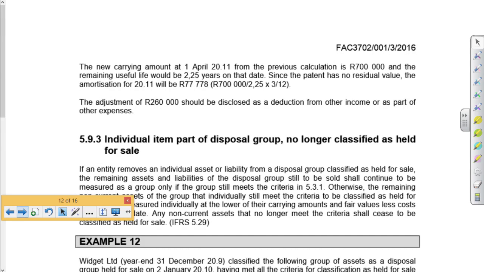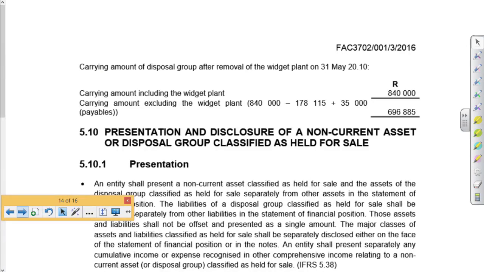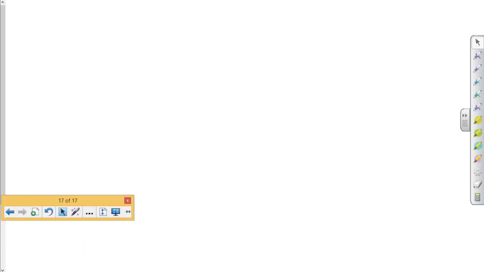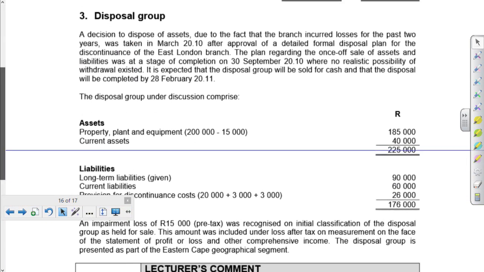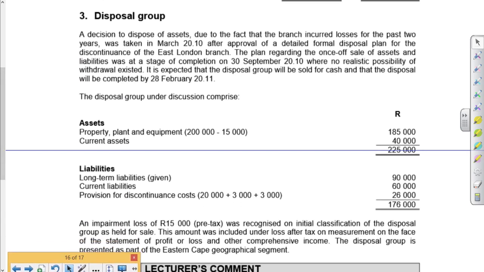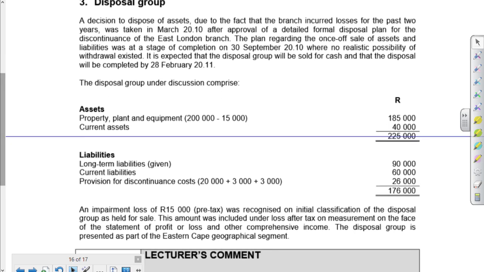Yeah, that's a reversal. I'm going to come to the reversals now. I wanted to show you a disposal group. So here's a note for a disposal group. What you'll see is that it's very similar to the note for non-current assets held for sale. It just has a different heading, right? So this is a disposal group note.